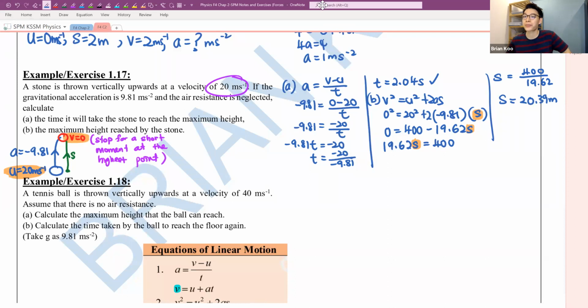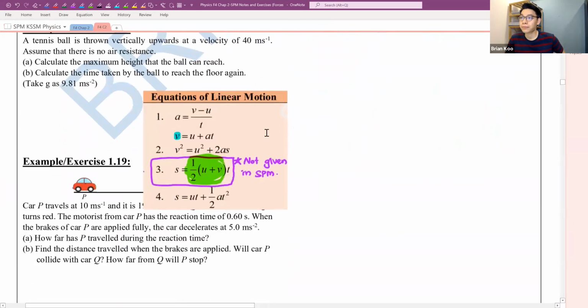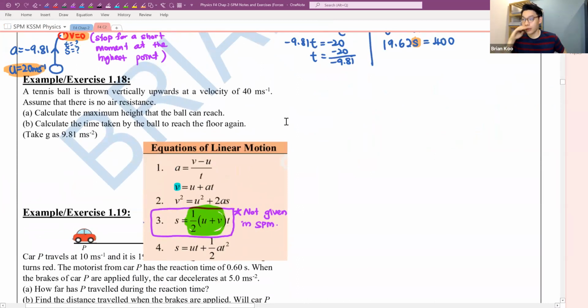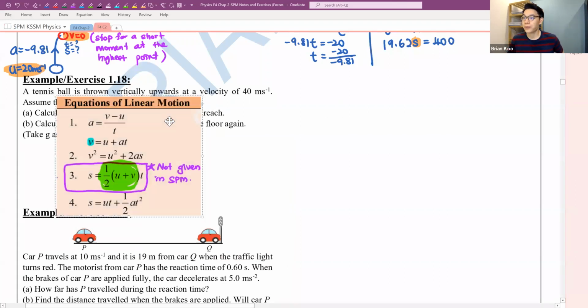Okay, everyone okay? At first find T and then after that find S. So that was the question. Before I go on to 1.18, let me know if you're not done. Before I go to 1.18, I want to explain something, right?